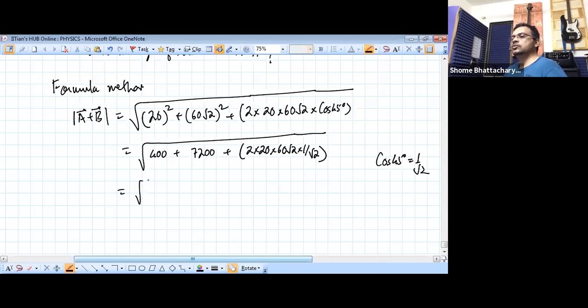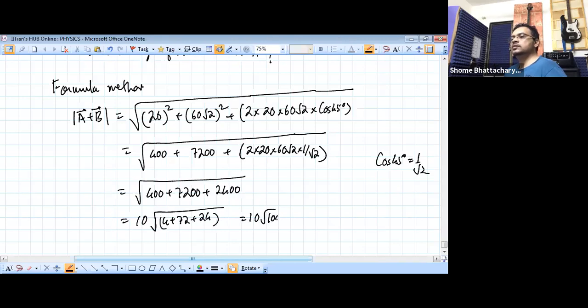Okay. So 400 plus 7200 plus, how much will this be? Root 2 will cancel, so 2400. Okay. So you can take 100 common from all of this, so you have 4 plus 72 plus 24, which will give you another 100. So 10 root 100, so that will become 100. So 100 units becomes the magnitude of a plus b.